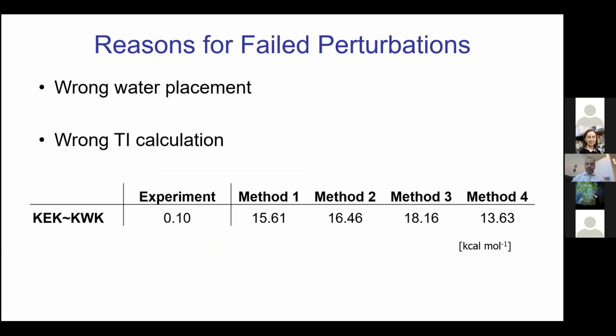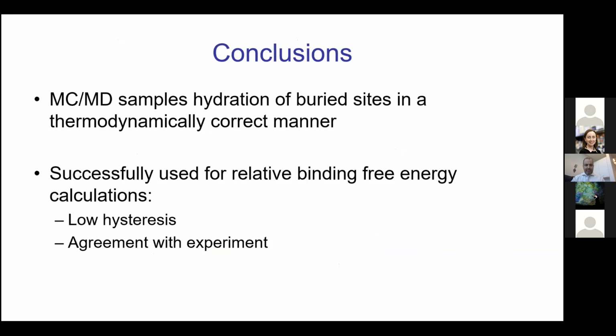Also, the fact that all 4 methods fail in a very similar way leads us to think that it's not an artifact or a fluctuation or something. It's a very systematic error. Probably our guess is the force field.